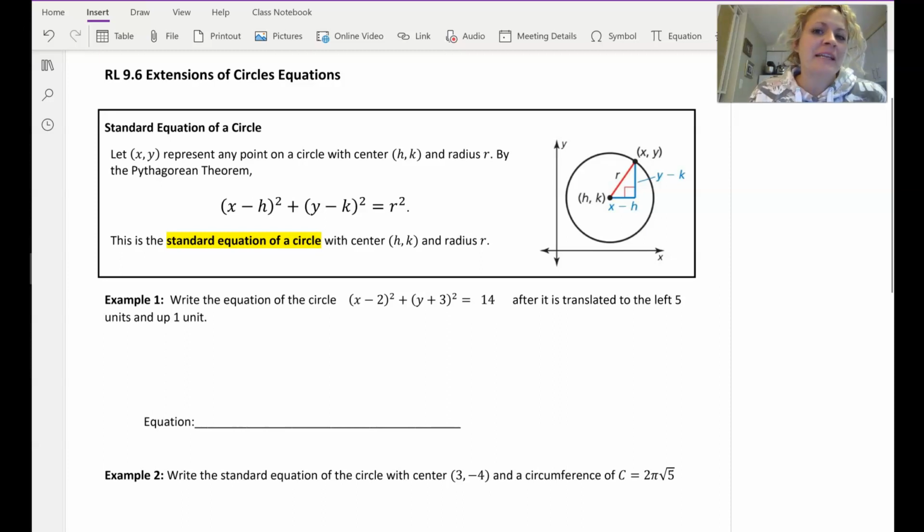All right, students, we made it to the second lesson for Module 1, and this one's going to be much shorter than the first. We're just going to extend our knowledge of what we've learned about the equation of a circle so far.